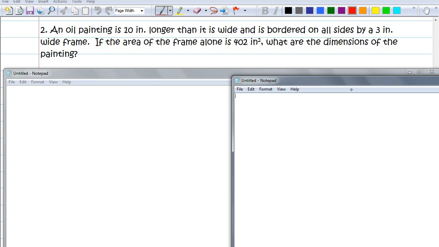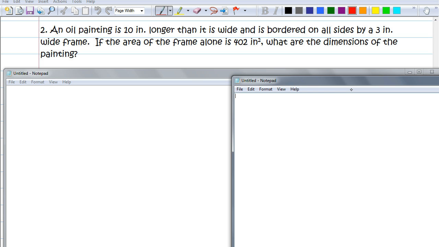Who wants to read for us number 2? Go ahead. An oil painting is 10 inches longer than it is wide and is bordered on all sides by a 3-inch wide frame. If the area of the frame alone is 402 inches squared, what are the dimensions of the painting?